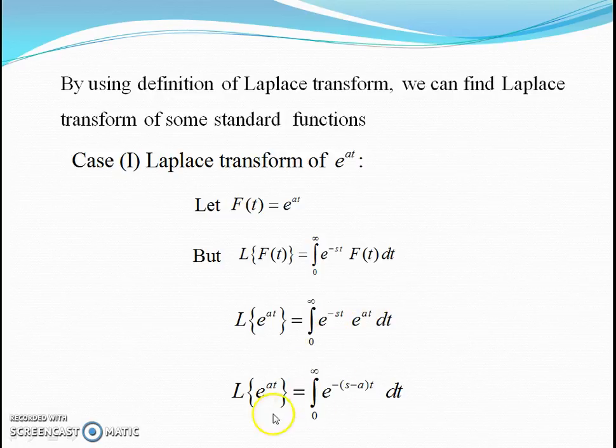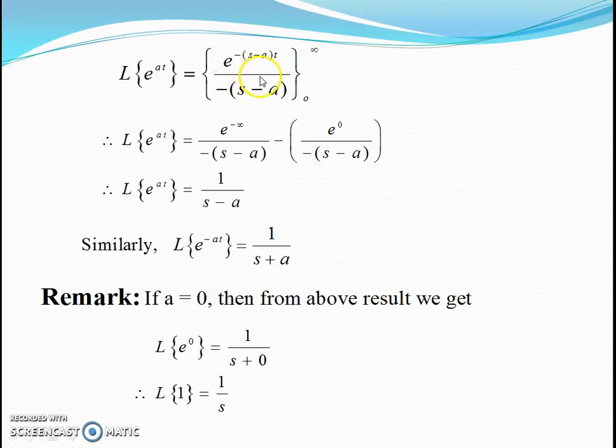Simplify the right hand side. We get Laplace of e to the power at equal to integration 0 to infinity e raised to minus (s minus a) t dt. After integrating the right hand side with respect to t and putting the limits from 0 to infinity, we get Laplace transform of e raised to at is equal to e raised to minus infinity upon minus (s minus a), minus e raised to 0 upon minus (s minus a).